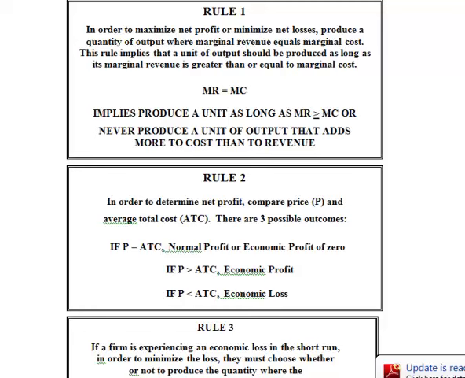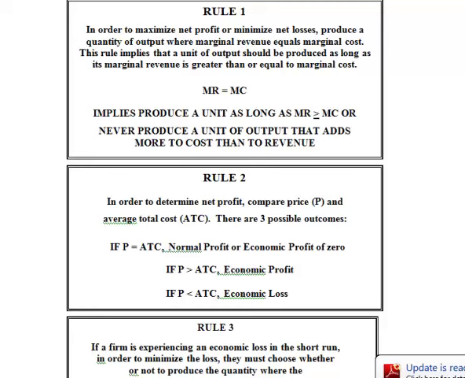So to begin with, Rule 1. Remember, Rule 1 tells you in order to get the highest net profit possible or lose the least, the best quantity to produce is the quantity where marginal revenue equals marginal cost. So Rule 1 only tells you quantity.